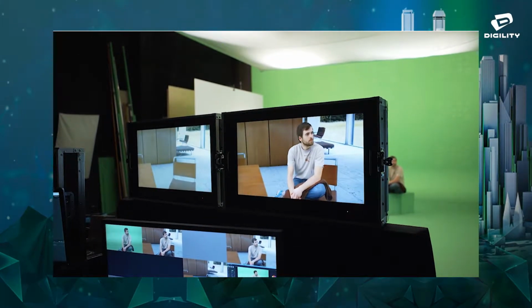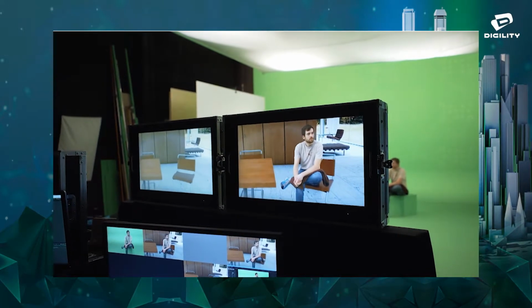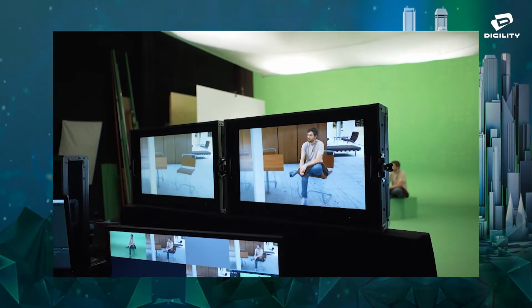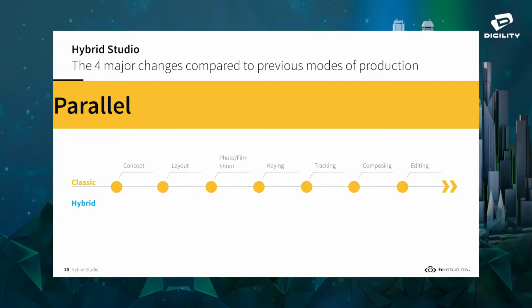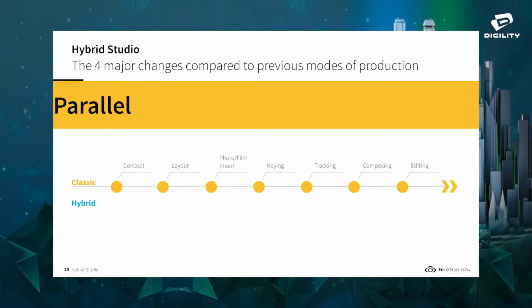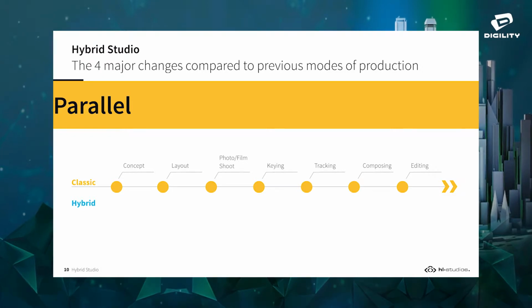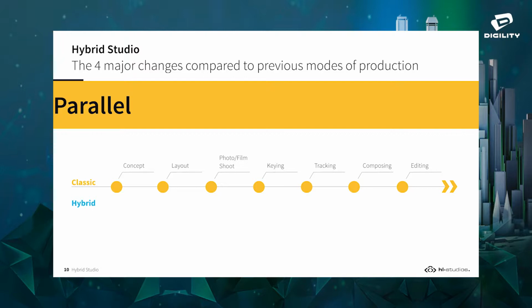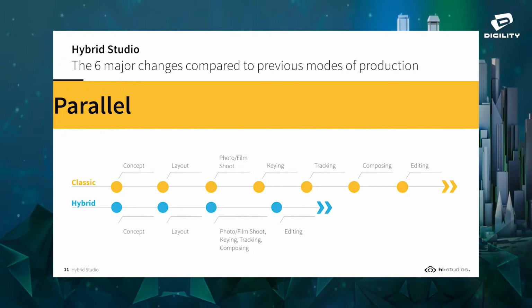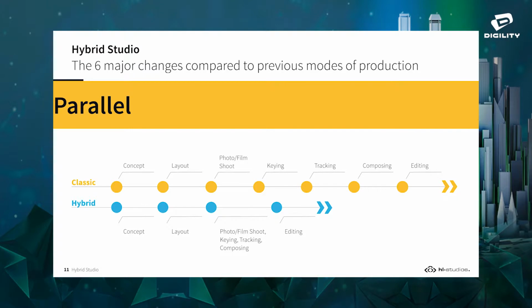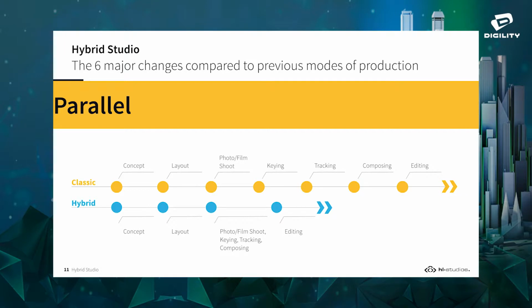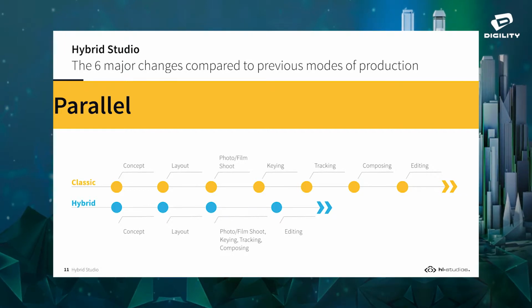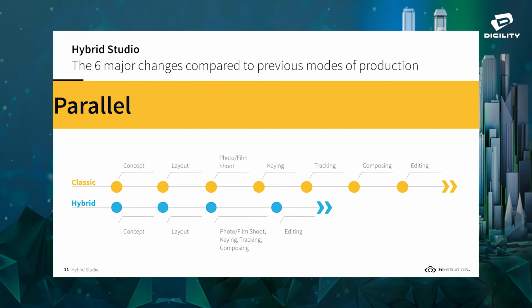The first, I think, major change is the workflow. Until now, this is a normal workflow. You've got your steps in the production, one follows the other, and they all together add up to a total amount of time that you need for a production. What we do in the Hybrid Studio, you can see it there, we combine the photo and film shoot, the keying, the tracking, and the composing in one step. That, of course, saves time, and we are able to get a lot more shoots out of one shooting day compared to a traditional workflow.